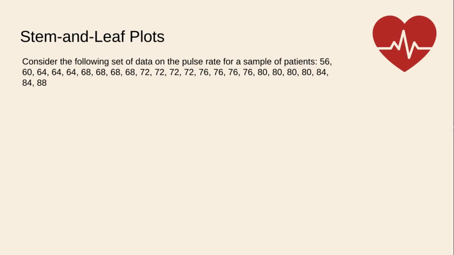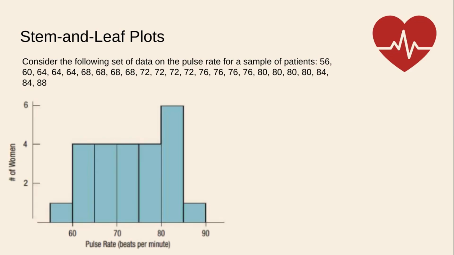Okay, we're going to talk about stem and leaf plots now. Consider the following data set on the pulse rate for a sample of patients. All right, and there's my sample, and there's my pulse rate. By the way, fun fact, you'll learn a lot of fun facts in AP Stat. You'll notice that each of these values here are multiples of 4.